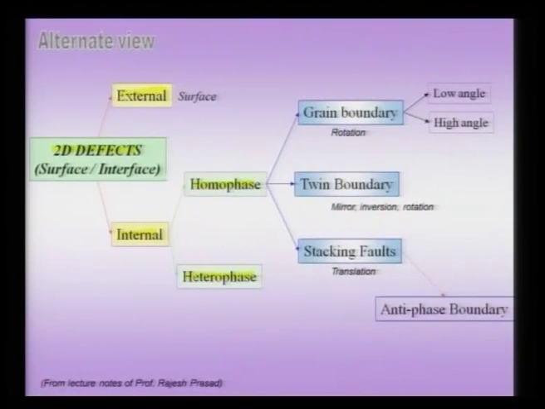Homophase boundaries can be grain boundaries, twin boundaries and stacking faults, and there are special things which characterize these kinds of boundaries, like for instance, a grain boundary is characterized by rotation, a twin boundary is characterized by its association with mirror, inversion or rotational symmetry, and a stacking fault is associated with a translation vector. There are special cases of stacking faults which are the antiphase boundaries. Grain boundaries themselves, as I pointed out, can be low angle or high angle, and the reason for such a classification also will become very clear once we discuss the structure of these low angle grain boundaries.